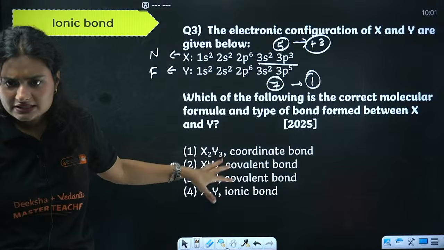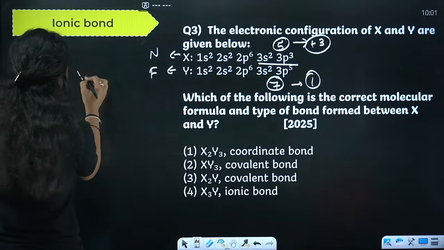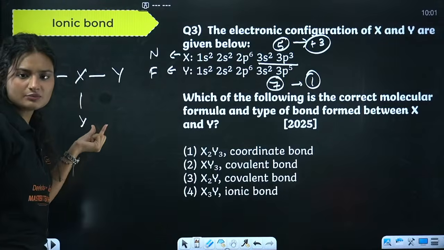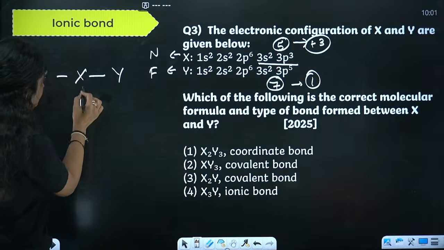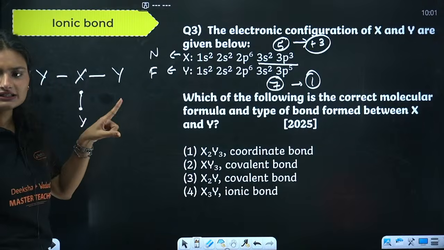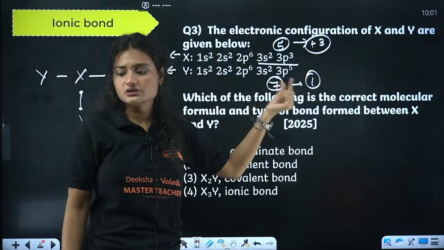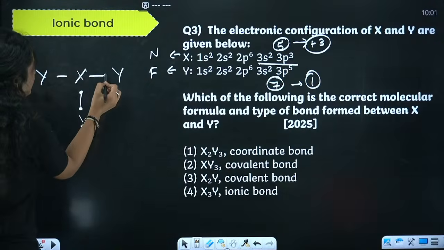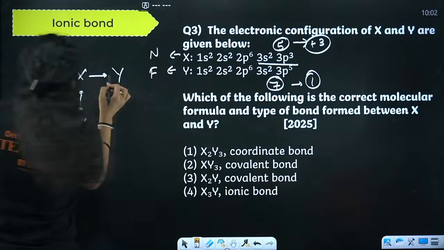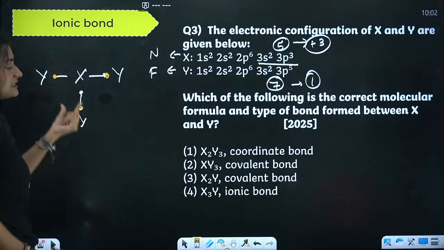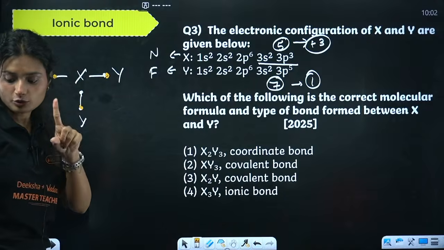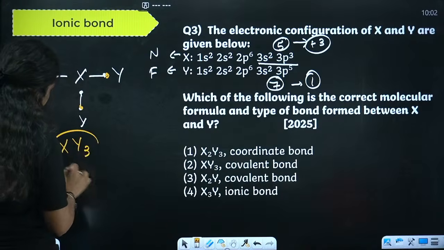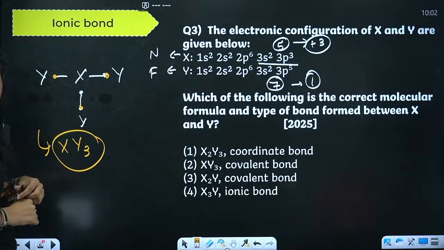Yes, so the correct answer is option 2, because X needs 3 and Y needs only 1. Understand? Y needs only 1 bond, 1 electron actually. This is Y's electron and this is X's electron. So Y needs only 1 electron to complete its octet, 8 electrons, right? Octet is complete. X needs 3 electrons, so 1, 2 and 3. These 3 electrons are provided by 1 Y each. So what is the molecular formula? XY3, right? XY3. Is it clear?